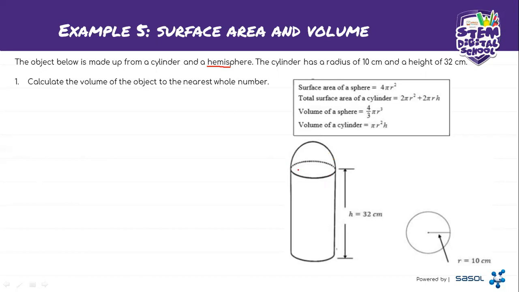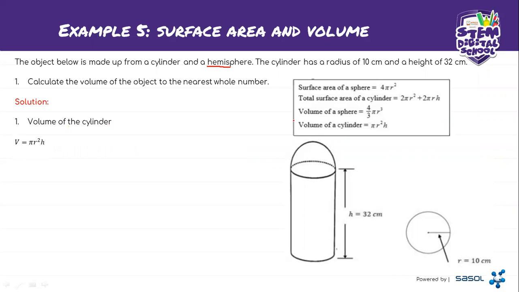Remember, a hemisphere is half of a sphere. When you talk about a sphere, we are talking about a shape like a ball, so half of that we call a hemisphere. Now let's calculate the volume of that particular object. First, we have to calculate the volume of the cylinder.